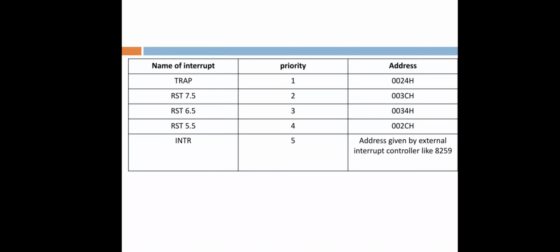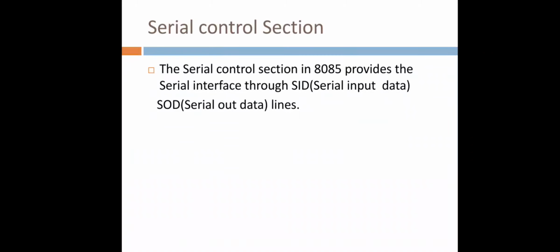RST 6.5 is third priority, and the jump address is 0034H. RST 5.5 is fourth priority, and the jump address is 002CH. And INTR is fifth priority, and the address is given by an external interrupt controller like the 8259.